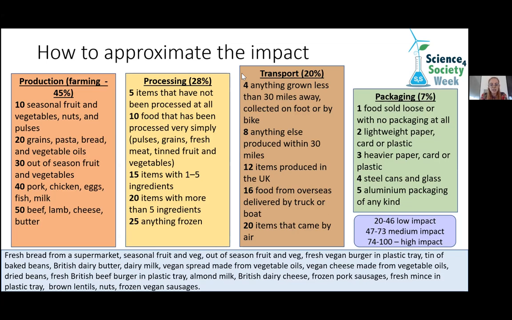Transport. If it's been grown in your allotment or your garden, then it's been grown less than 30 miles away. If it's in your garden, then you haven't had to travel to collect that. So that's got the lowest transport impact. And it doesn't have any packaging, and that would be 20. And then I've got another answer, brilliant. We've got beef burgers coming out at 80. So we can see the difference between our seasonal veg, which was coming out at 20.